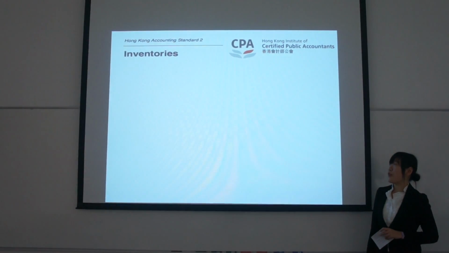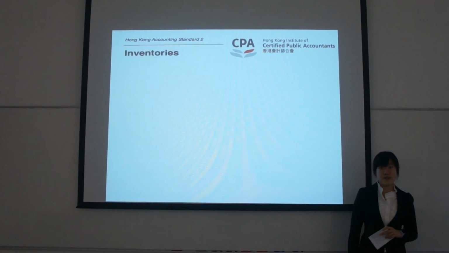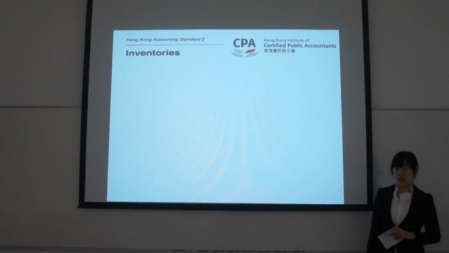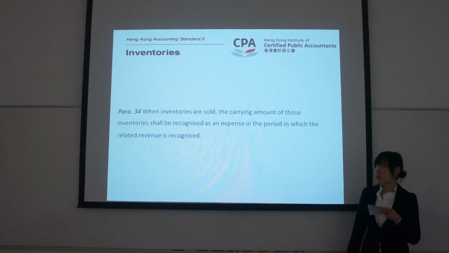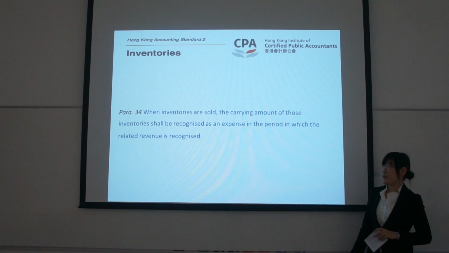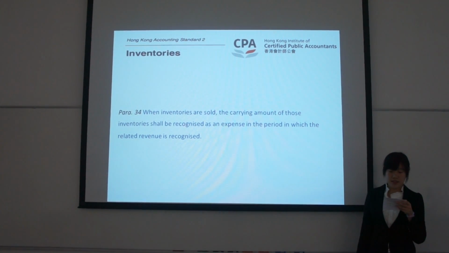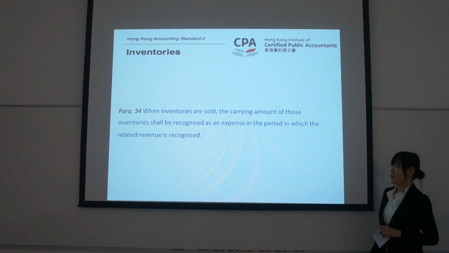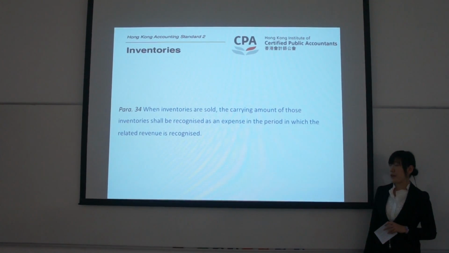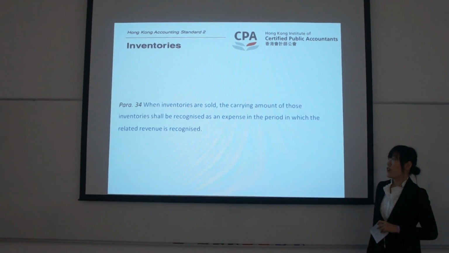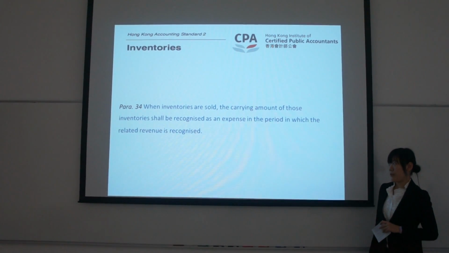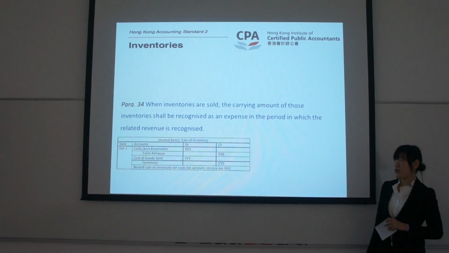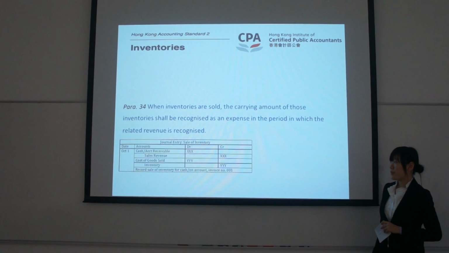So, according to Hong Kong Accounting Standard 2 Inventories set by the Hong Kong Institute of Certified Public Accountants, in its paragraph 34, it says that when inventories are sold, the carrying amount of those inventories shall be recognized as an expense in the period in which the related revenue is recognized. So to see what it means, let's first look at the journal entry of our sales.